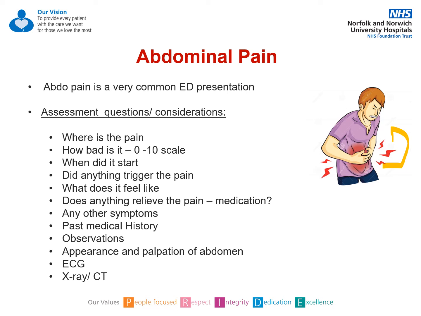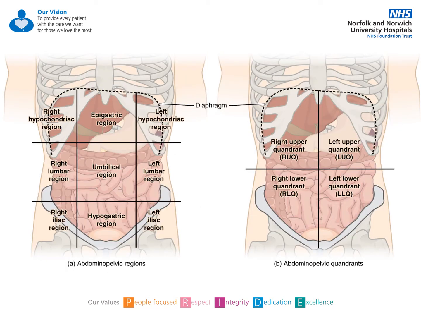ECGs, again, if it's cardiac. Doctors might request some x-rays and CT scans to see what's going on inside that abdomen. So when I said a few minutes ago about asking your patient to point out where the pain is, we want them to really identify it to an area. So I've popped these pictures up. This one on the left gives you the names of the different quadrants of the stomach, and what's really important is to think about what is underneath that area of skin.